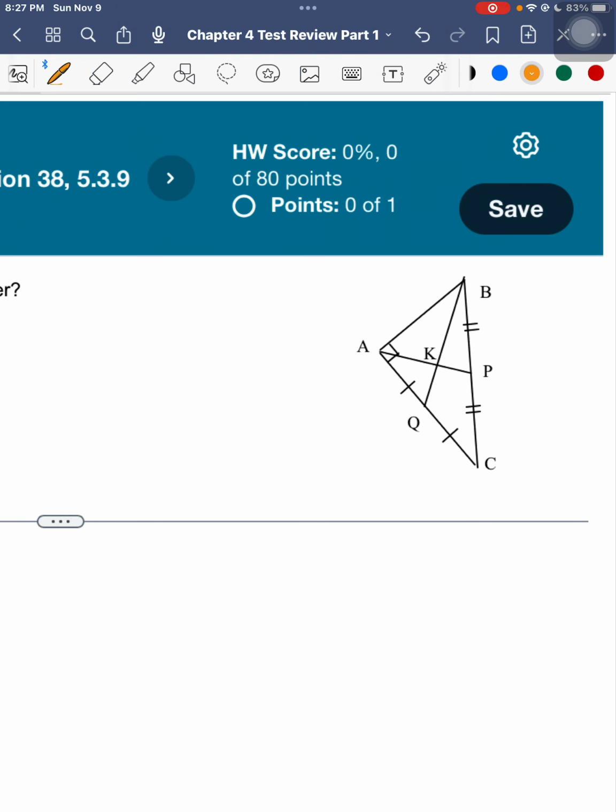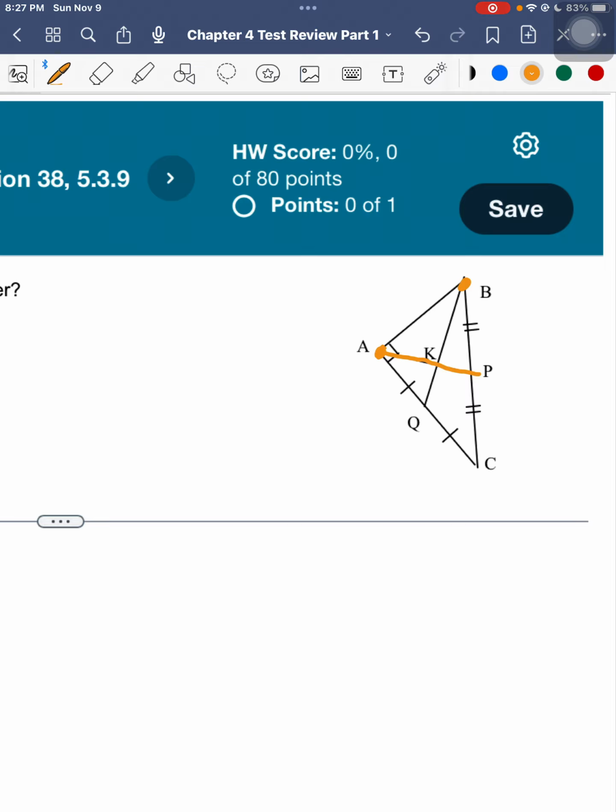So what would BQ be? BQ would be a median, right? Because I'm starting at the vertex and ending at the midpoint of the opposite side. What about if they asked us for AP? You might think that that's an altitude, right? Because you see this perpendicular. But did it form a perpendicular or did it just cross a perpendicular? It just crossed it. So that is not an altitude.